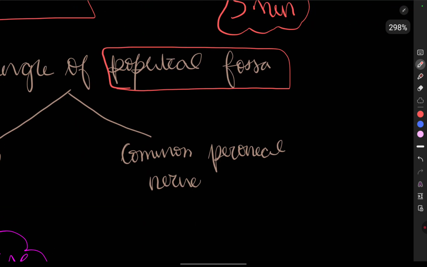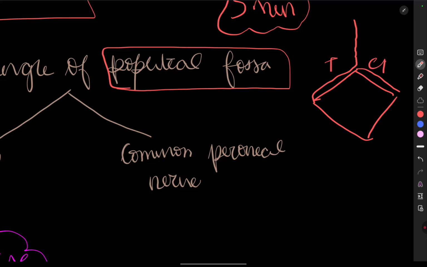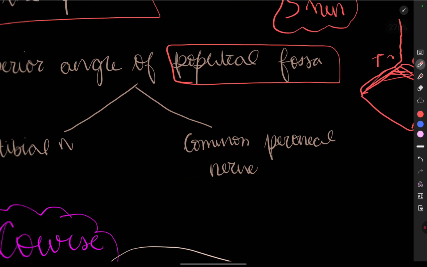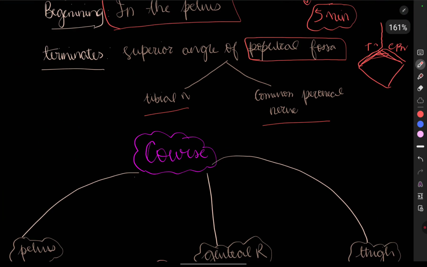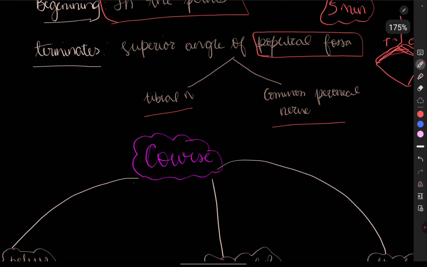We have studied the popliteal fossa in detail without missing even a line from the textbook. You can go check that out. The popliteal fossa is a diamond shaped fossa. It terminates by dividing into two nerves, the tibial nerve and the common peroneal nerve, at the superior angle of the popliteal fossa. So we saw the root value, the beginning and the termination.